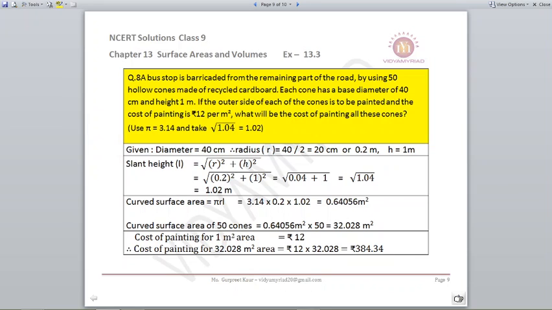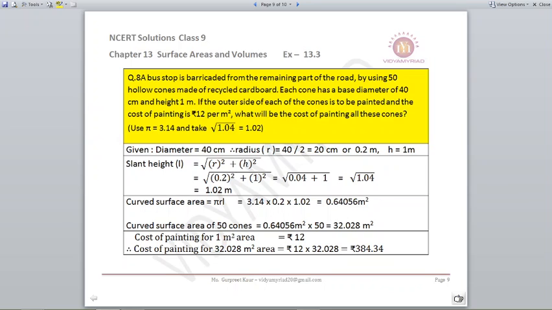Question number 8. A bus stop is barricaded from the remaining part of the road by using 50 hollow cones made of recycled cardboard. Each cone has a base diameter of 40 centimeters and height 1 meter. If the outer side of each of the cones is to be painted and the cost of painting is rupees 12 per meter square, what will be the cost of painting all these cones?